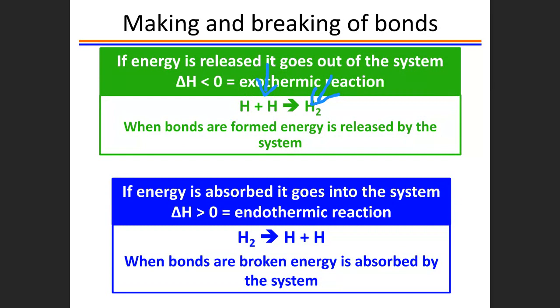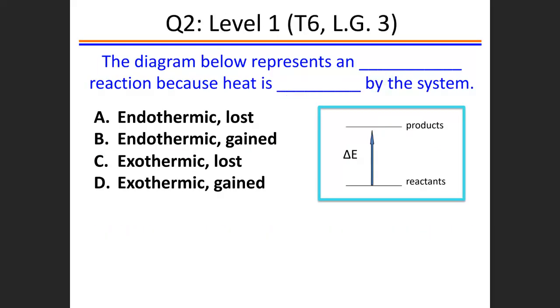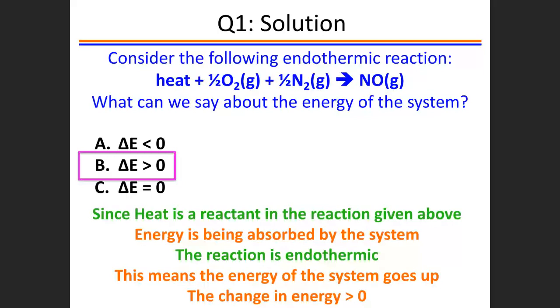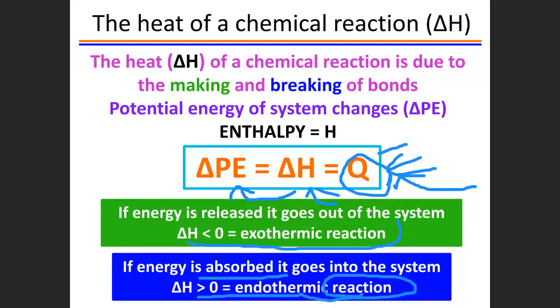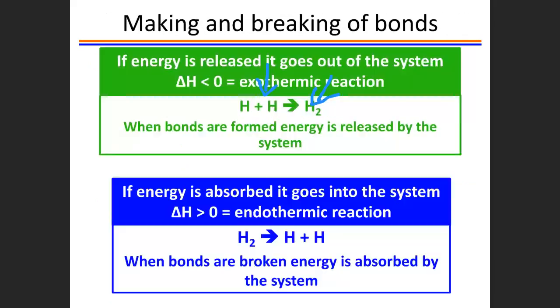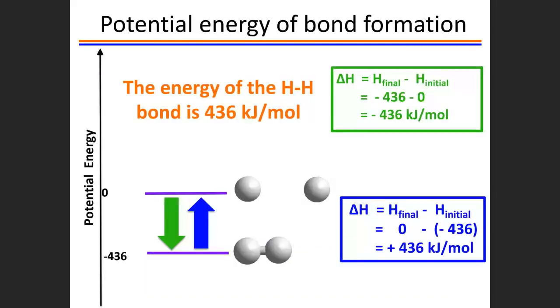Same thing will come in different contexts. Like initially we saw del PE. Look back here, del PE. But we already know that del PE equals del H, enthalpy, equals Q. So actually similar things will come, but the symbol will change a little because of the context. Potential energy of bond formation.